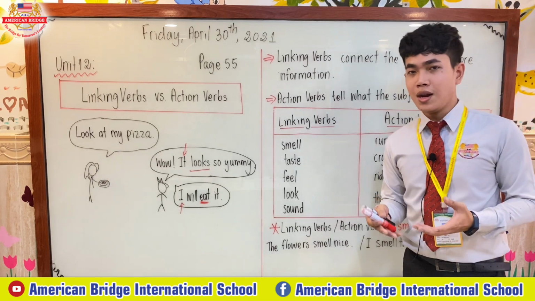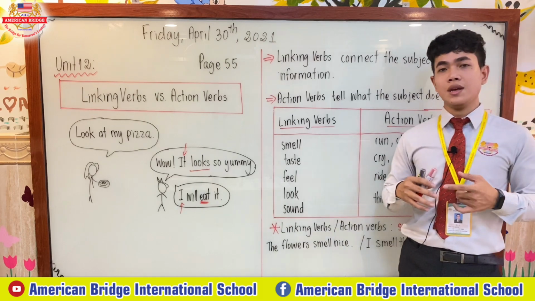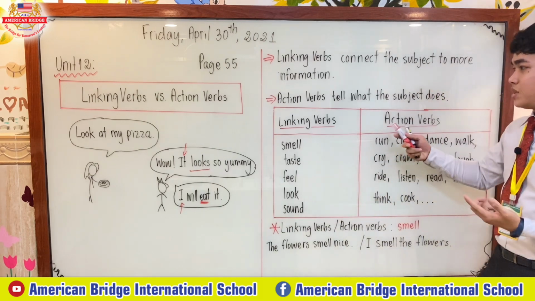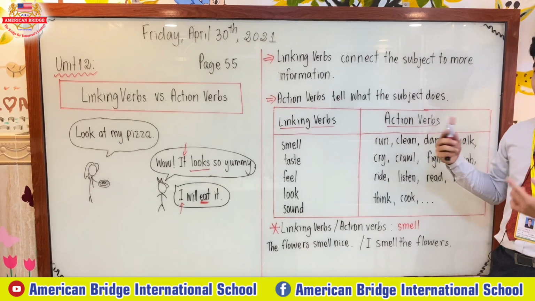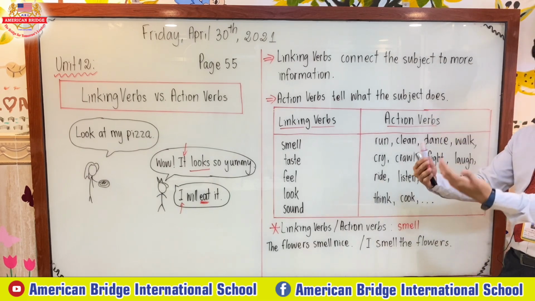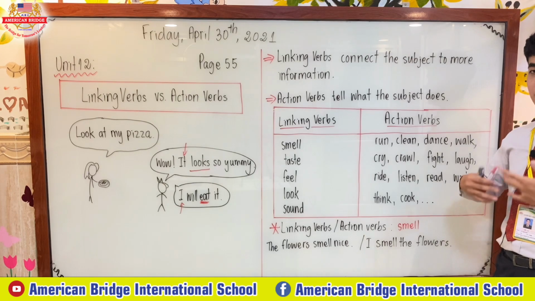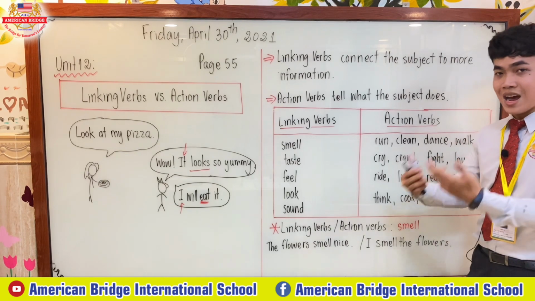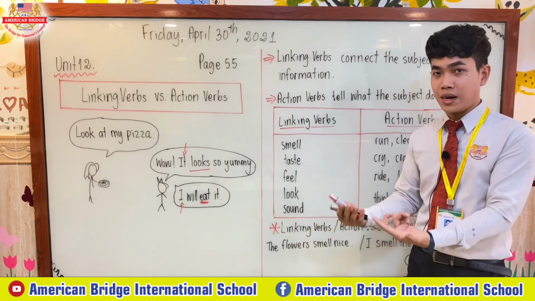As what I told you already, most verbs in English are action verbs because they show the action, and one more thing is the action verbs tell what the subject does. For example, at the moment, I was walking. So walk in here shows what the subject does, what I do or what I did at the moment.